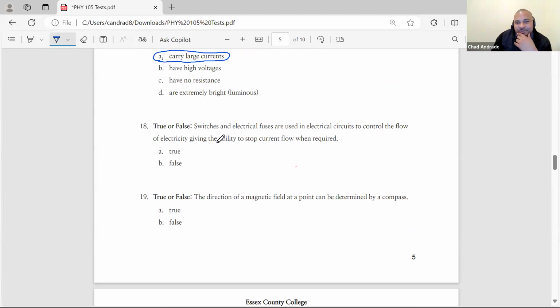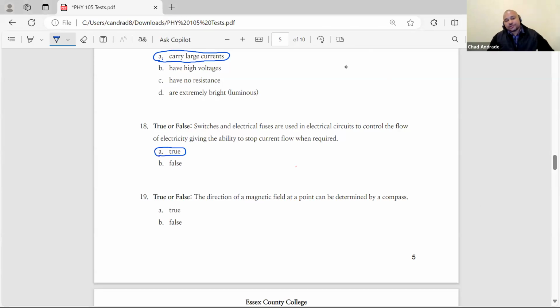True or false? Switches and electrical fuses are used in electrical circuits to control the flow of electricity, giving the ability to stop current flow when required. Is this true or false? All right. That is true.